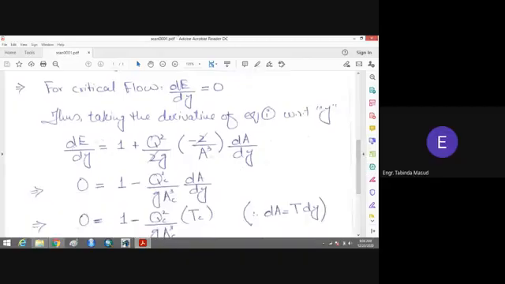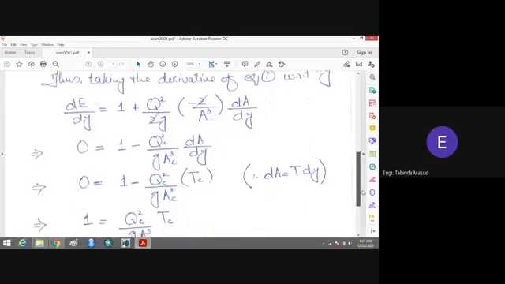Okay, you can see here I have taken the derivative of this equation number 1 and made it equal to 0. Here you can see in the derivative I have got this term dA by dy, and we know that the area of the differential strip, as I already told you, is T into dy, that is its length into its width. So dA is equal to T into dy.